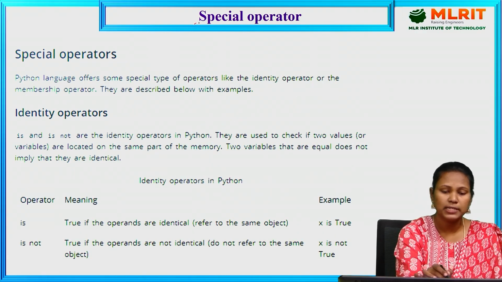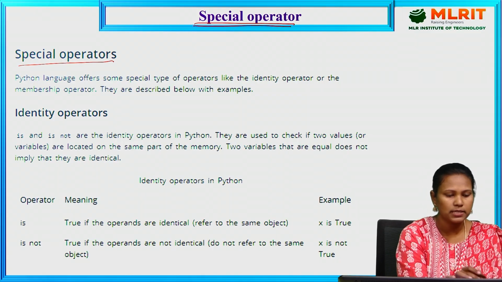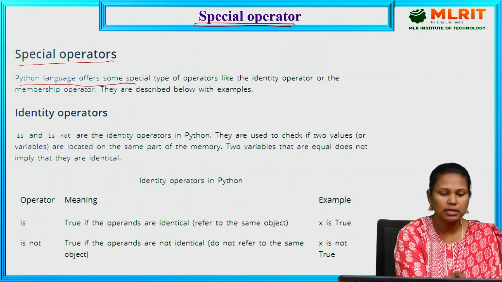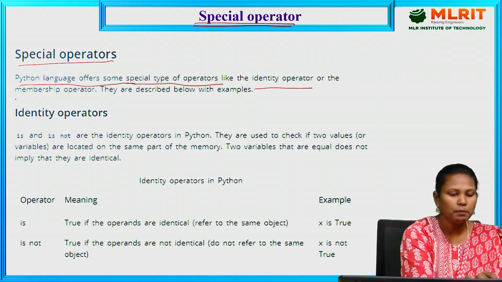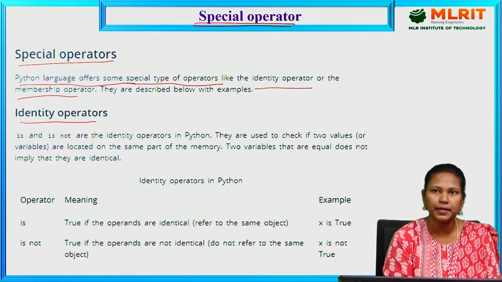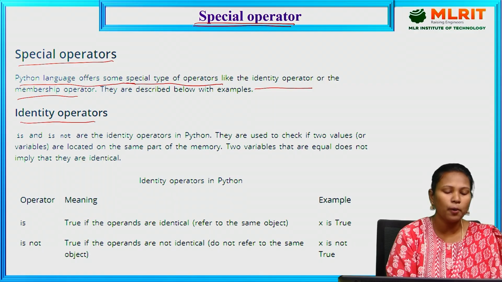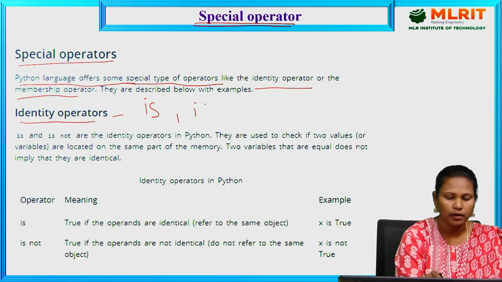Next one, special operators. This is the last one. So the special operators. The Python language offers some special types of operators like identity operator and membership operator. So now we'll go for the first one, identity operators. We have two identity operators: is and is not.